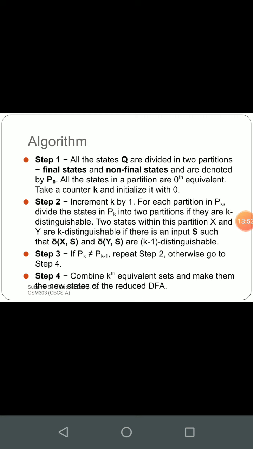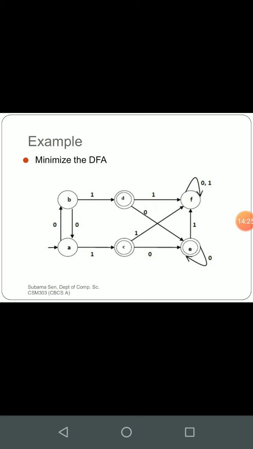The two states within this partition, x and y, are k-distinguishable if there is an input such that the next states reached by that input from x and y are (k minus 1)-distinguishable. We will see how to do that. And as I have already told you, if two consecutive partitions are equal, then we will stop there; otherwise we will keep on repeating. Now instead of concentrating on this algorithm, let us move to an example. I think that will clear your doubts.